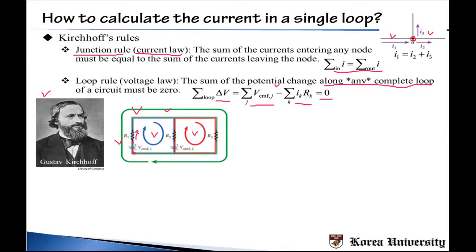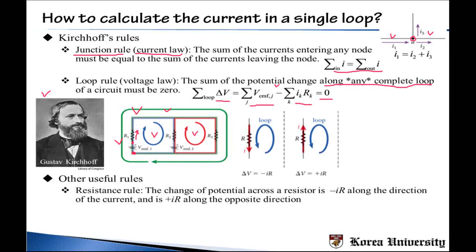Okay, and there's actually something more to tell you, which is called the resistance rule. The resistance rule says that the change of potential across a resistor is minus IR along the direction of the current. This is something we already studied. But then it says that the potential change across a resistor is actually plus IR along the opposite direction. Well, the example is shown here.